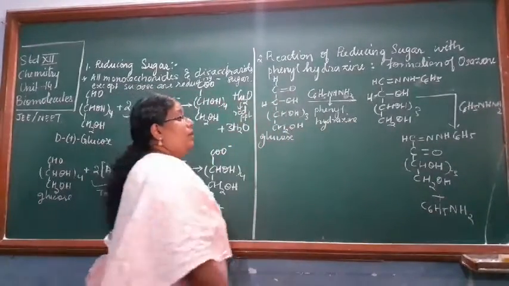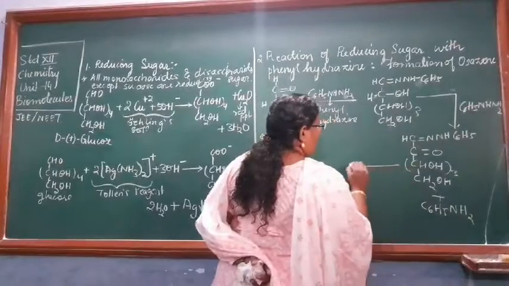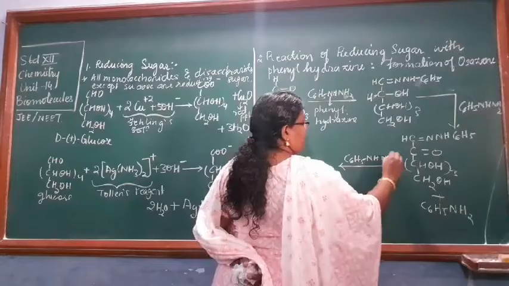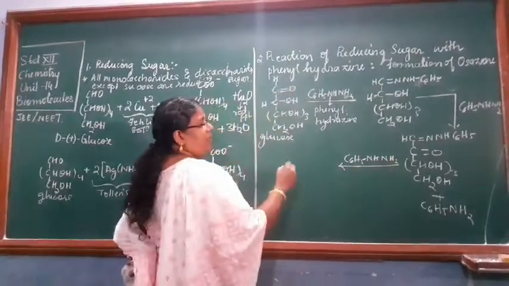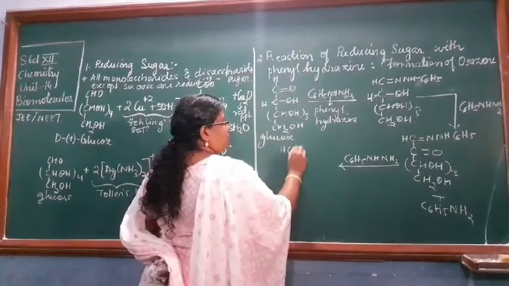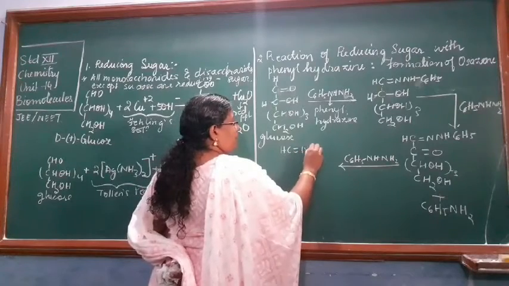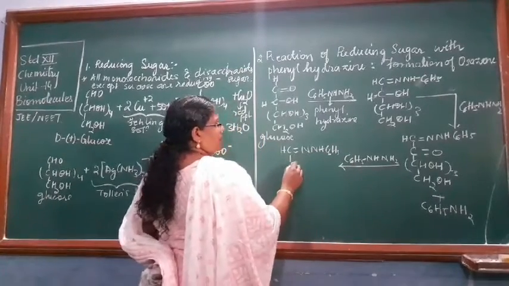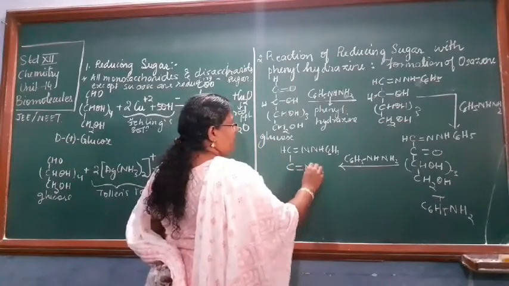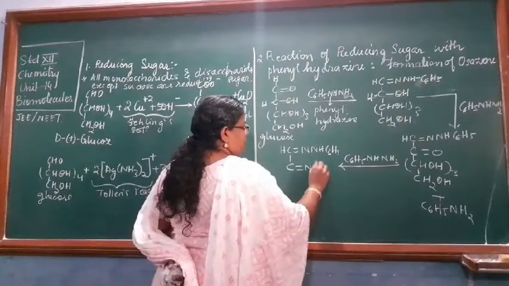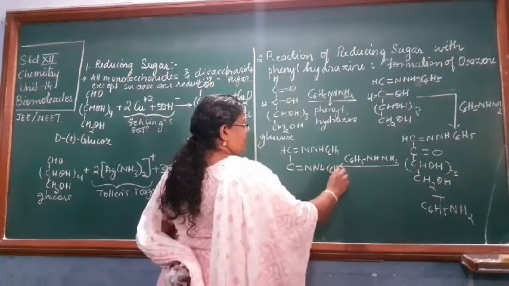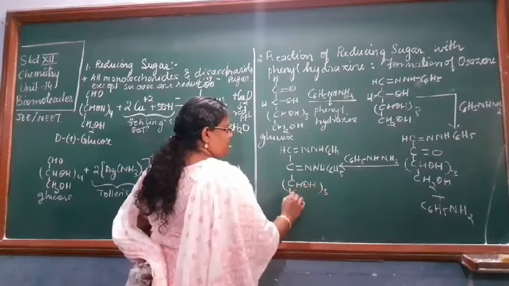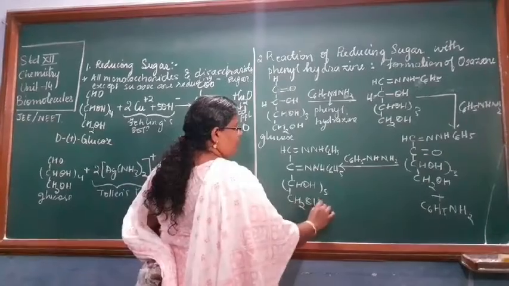ठीक है. One more molecule of phenyl hydrazine will react, C6H5NHNH2, and give you what, HC double bond N NHC6H5, C double bond N NHC6H5, CHOH thrice, CH2OH.